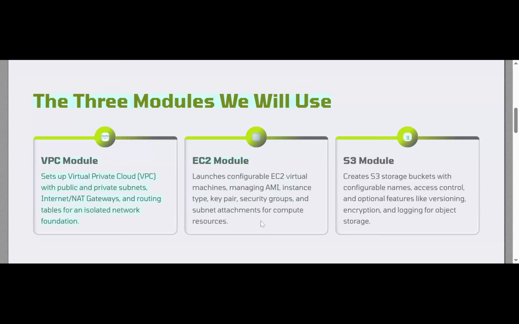So now, yesterday we launched VPC and EC2. EC2 launches and configures virtual machines, managing AMI, instance type, key pair, security group, and subnet attachments for compute resources. And we created S3 storage buckets with configurable name, access control, and optional features like versioning, encryption, and logging for the object storage.